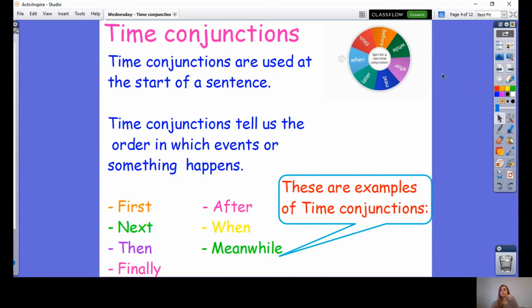Time conjunctions. Can we say time conjunctions? Time conjunctions are used at the start of a sentence. Time conjunctions tell us the order in which an event or something happens. Here are some examples of time conjunctions. We have first, next, then, finally, after, when, meanwhile.